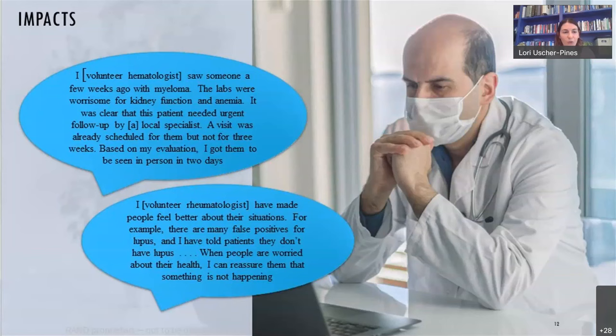"I, a volunteer rheumatologist, have made people feel better about their situations. For example, there are many false positives for lupus, and I have told patients that they don't have lupus. When people are worried about their health, I can reassure them that something is not happening." And so quote two is a really nice example of something that's extremely important, yet extremely difficult to measure using EHR claims or survey data. When a remote specialist can reassure a patient that something concerning is not happening, we're going to have difficulty picking up on these sorts of impacts. Next slide.